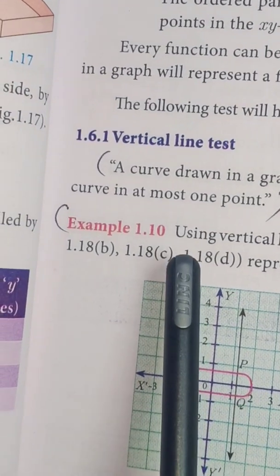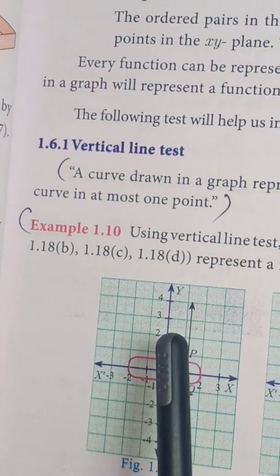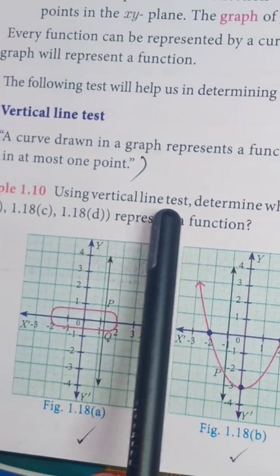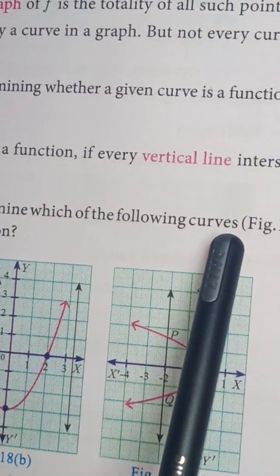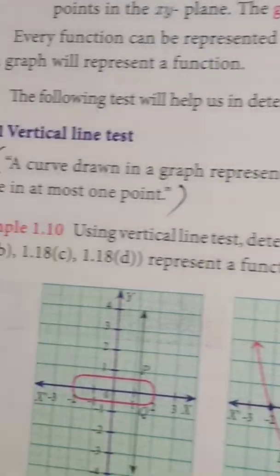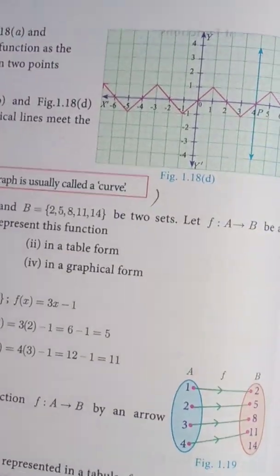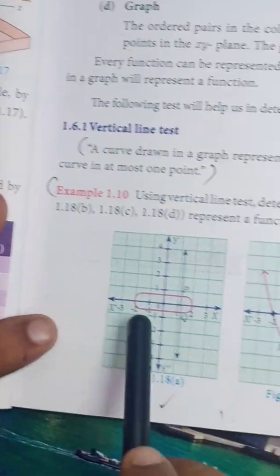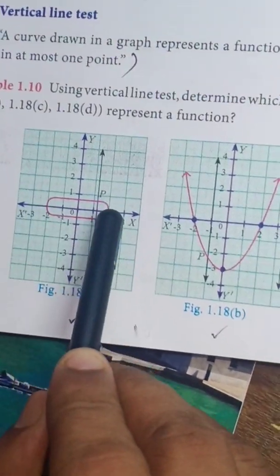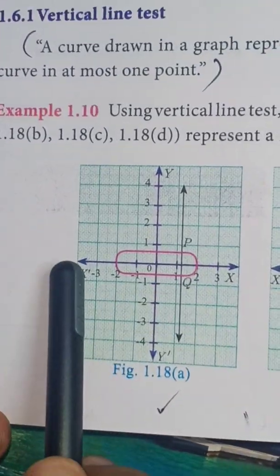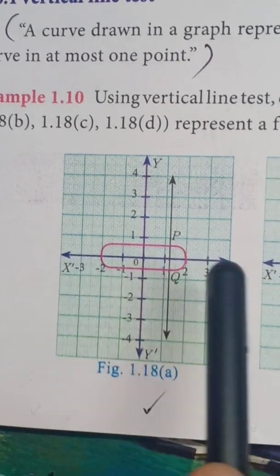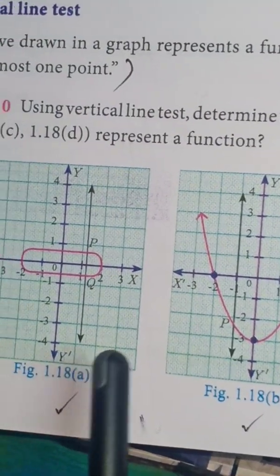See, using the vertical line test is an example. Determine which of the following curves. 4 curves are given here, 1, 2, 3 and 4. We have to verify whether it is a function or not. How to verify? This is the given graph. Pink color represents a curve. We have to verify whether it is a function or not.